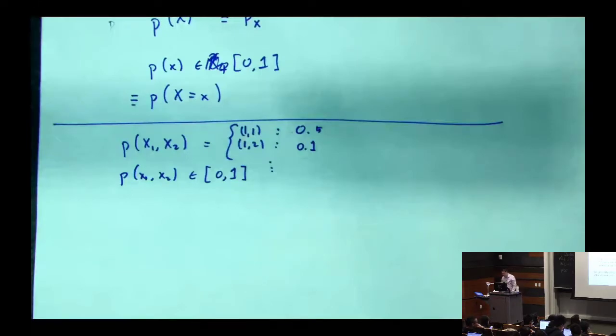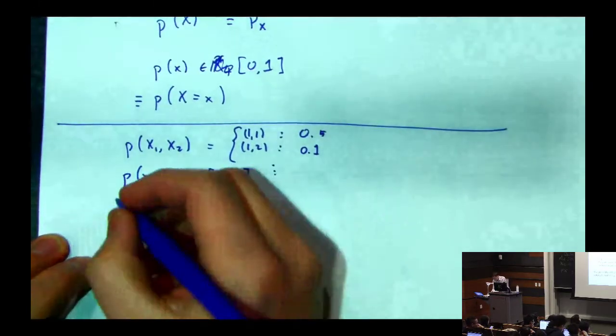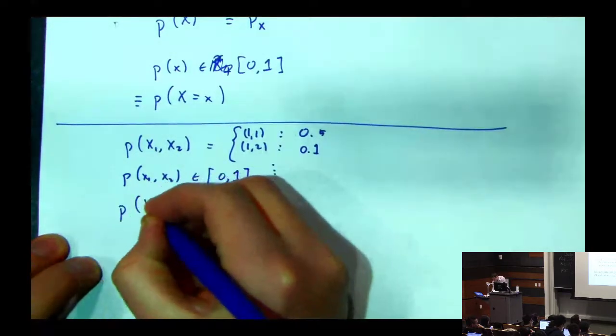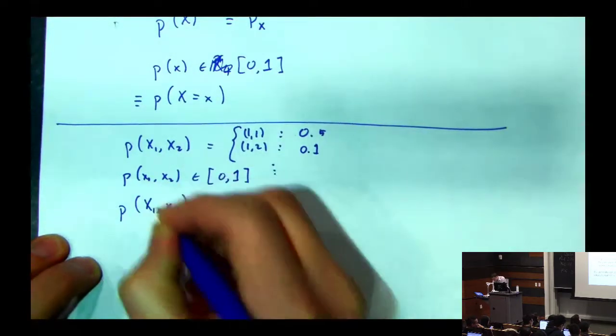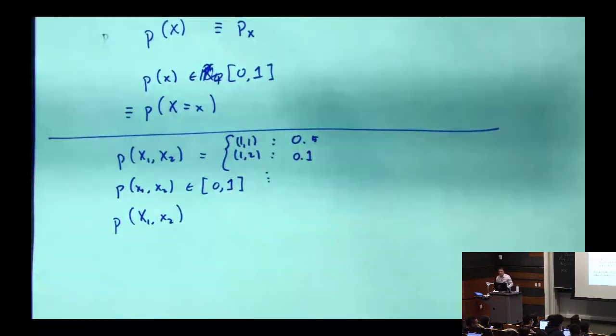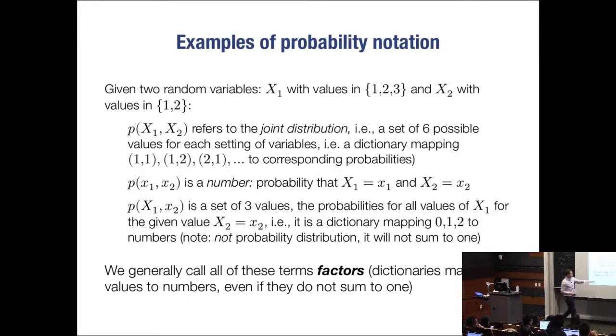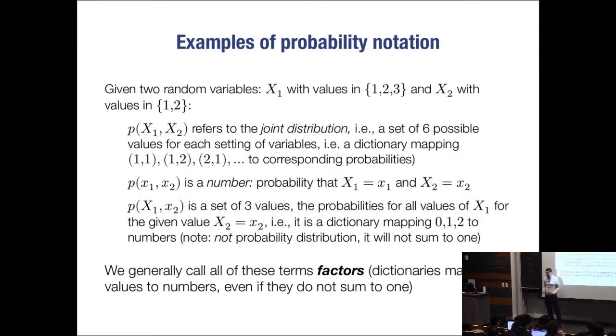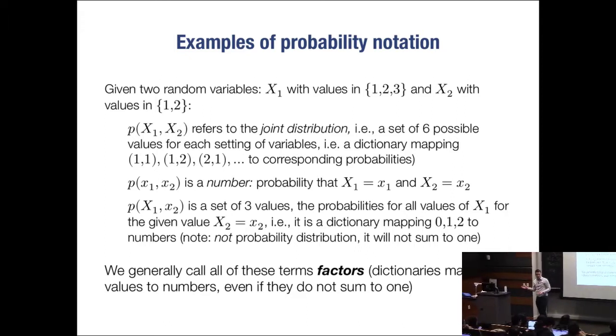Where this gets kind of confusing is when you have mixed and matched things. For example, the probability of big X1, little x2 is a specific value for x2 but a generic value for x1. So that would actually be a dictionary over values of x1. Importantly, that one's not a distribution because it doesn't sum to 1. We've just cut out half the values from it, and it will not sum to 1.